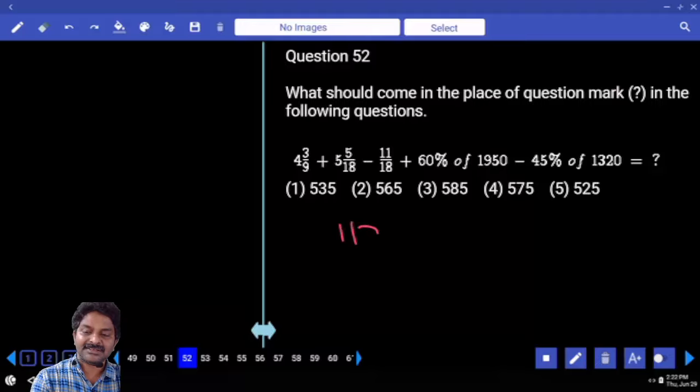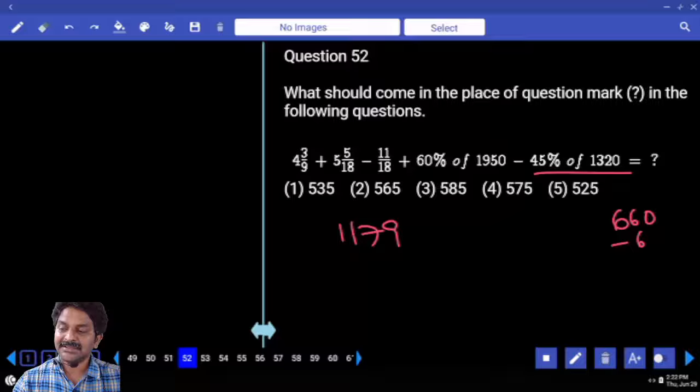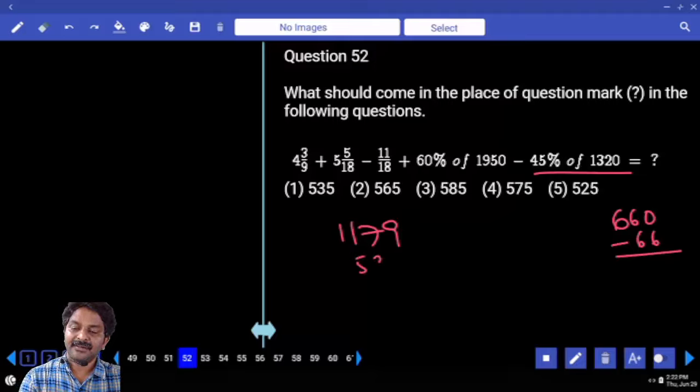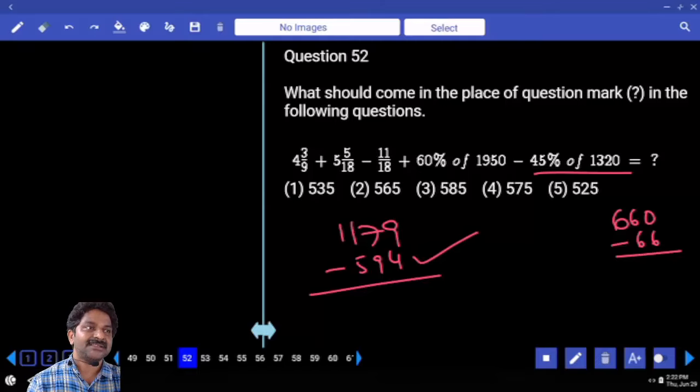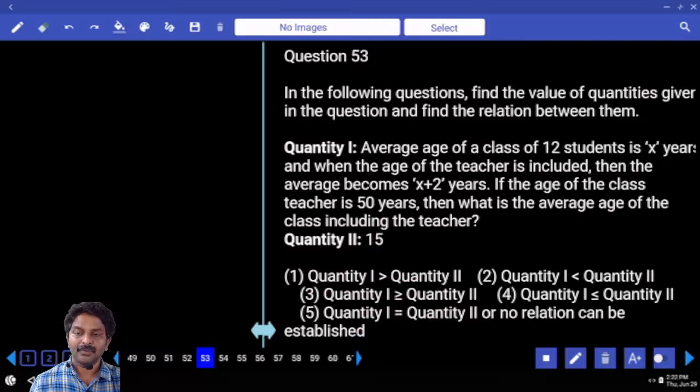Now 1179, 45% of this number. 45% is 50% minus 5%, which is 590 minus 59, 531. Correct. Subtract 600, add 6 later. Subtract 600, 579. Add 6 later, 585. Over. Q1, Q2s.